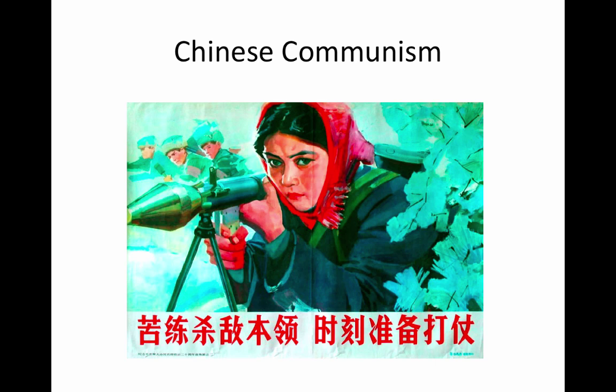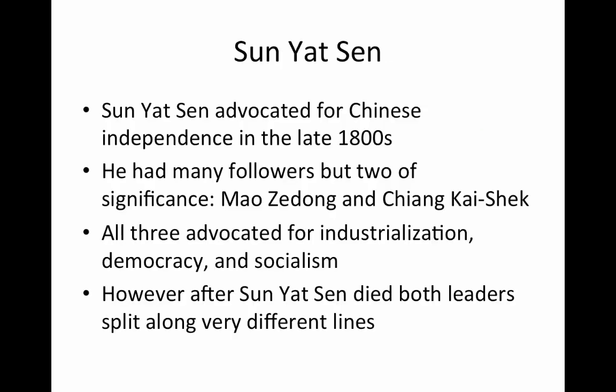Chinese communism. Sun Yat-sen. Sun Yat-sen advocated for Chinese independence in the late 1800s. He had many followers, but the two of the most important I want to mention are Mao Zedong and Chiang Kai-shek. All three of these men, Sun Yat-sen, Mao Zedong, and Chiang Kai-shek, advocated for industrialization, democracy, and socialism.